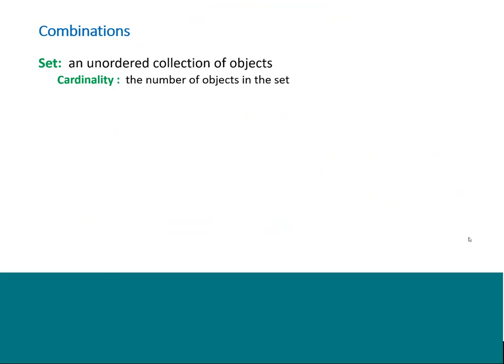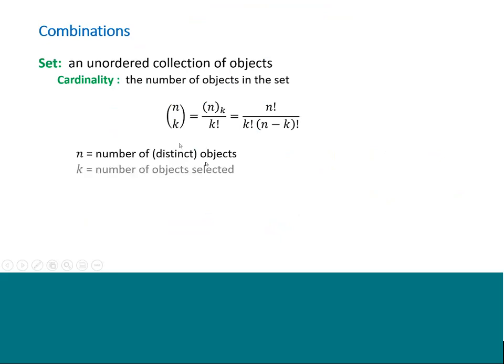The order in which you write your objects in the set doesn't matter, and the cardinality is your number of objects in your set. Now, this is exactly the same formulas as what I told you before, except for the last one, which is a way that you can write it in terms of only factorials. So the combination here is n choose k, where n is the total number of objects you have, k is the number of objects you select.